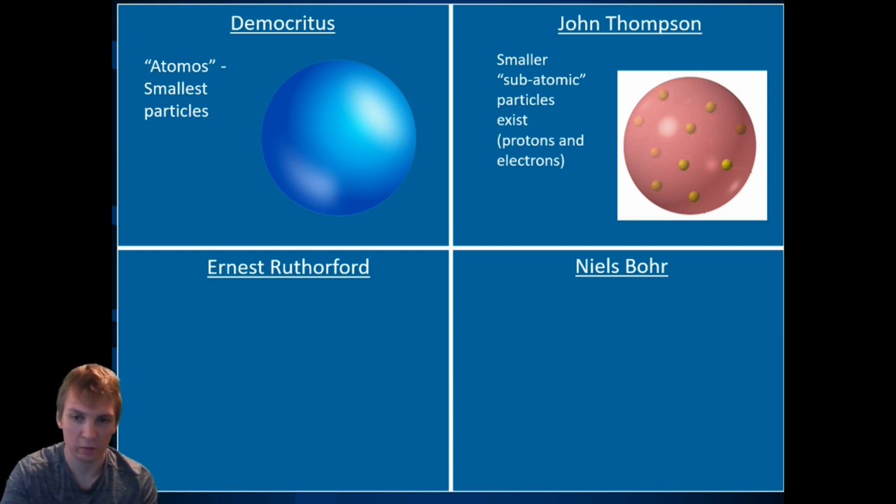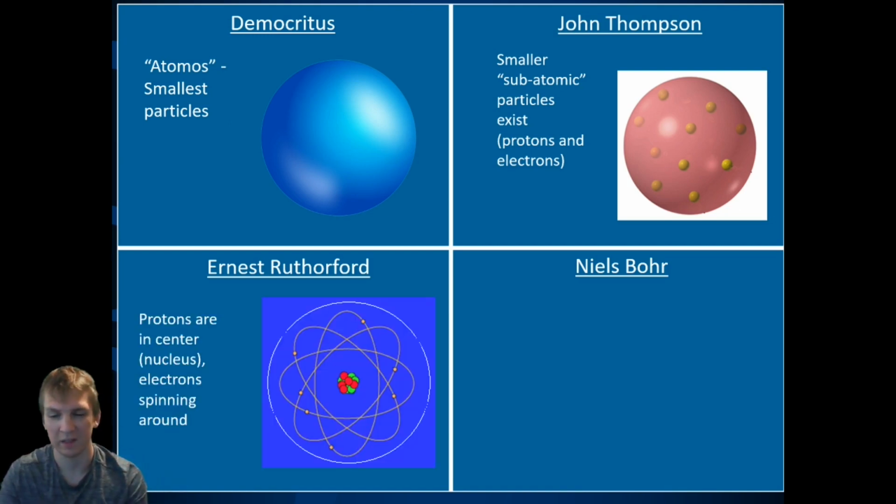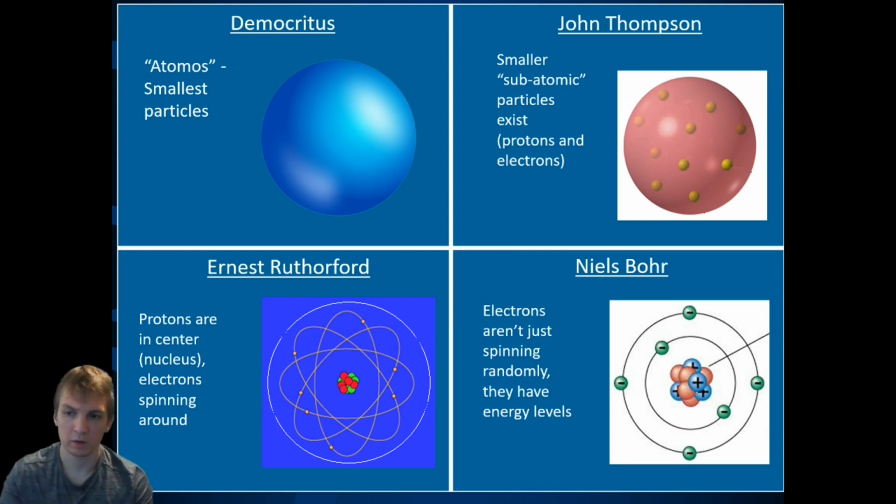Then we had Ernest Rutherford just a couple of years later, like I think 7 years later, who came up with the idea of protons are in the center, called the nucleus, so he established that term, and the electrons are spinning around. And then finally, 2 years after Ernest Rutherford, Niels Bohr came up with this idea that electrons aren't just spinning randomly, they have energy levels. They are on specific things called orbitals.